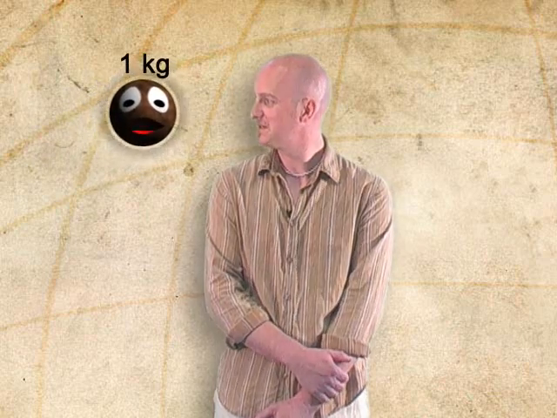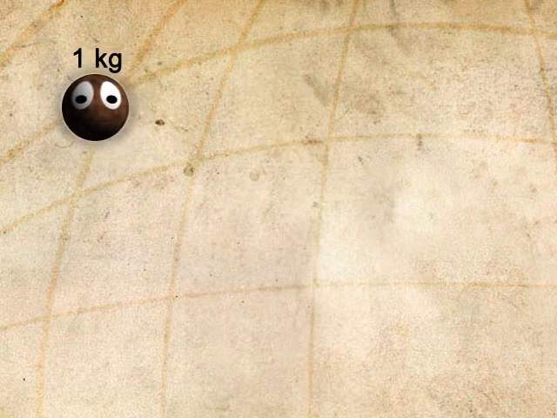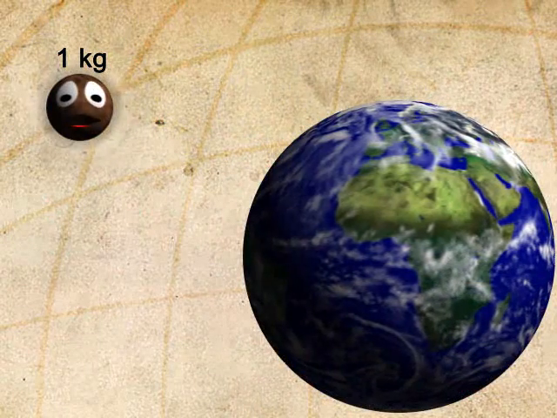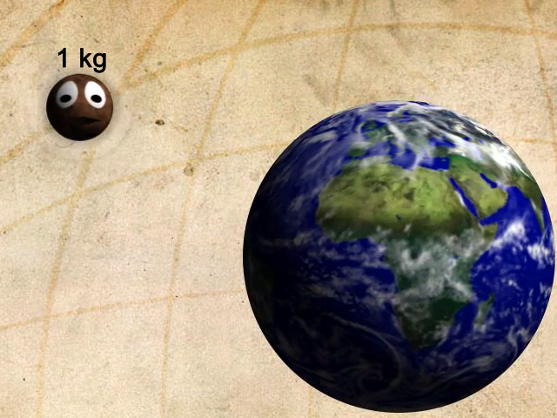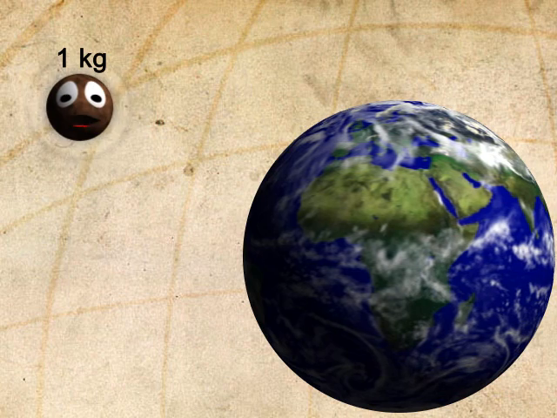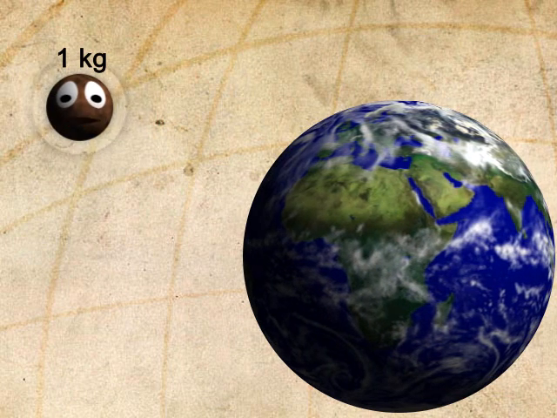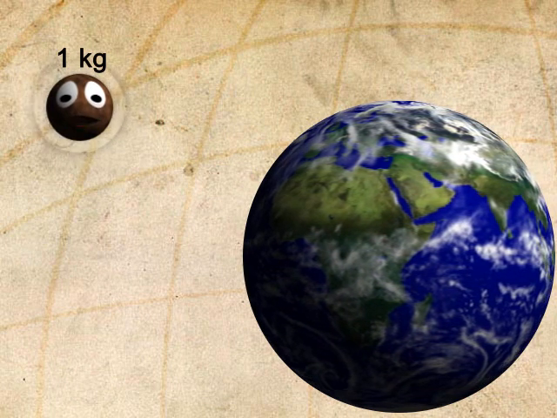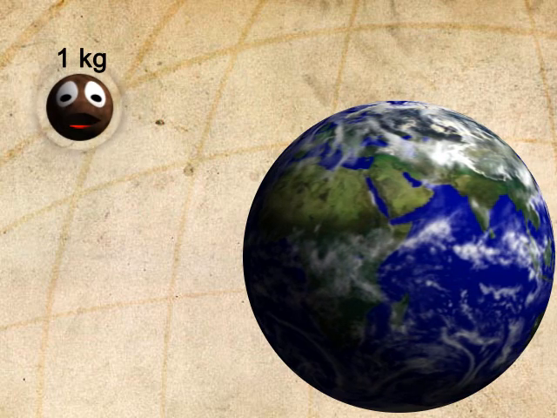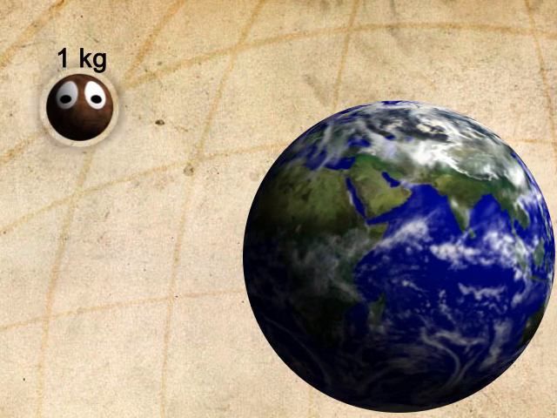I have a mass of 1 kilogram and I float around in space where the force of gravity is very small, but not zero. When I float anywhere near a planet, I feel immediately attracted to it. Newton's law of gravity helps me to calculate the force of this attraction that I feel for the planet and that the planet feels for me.